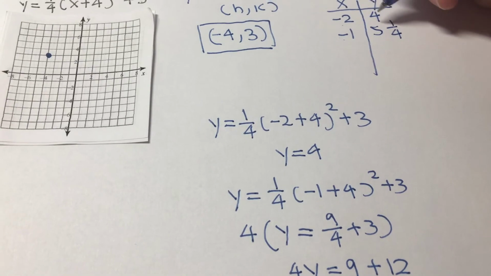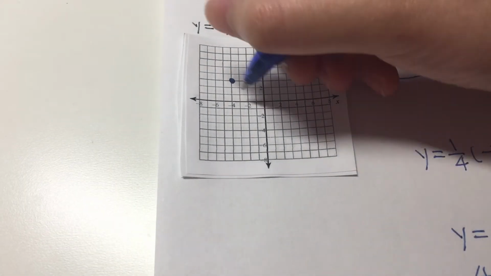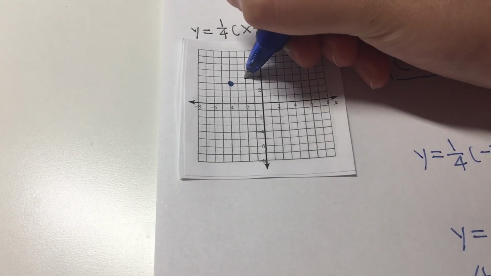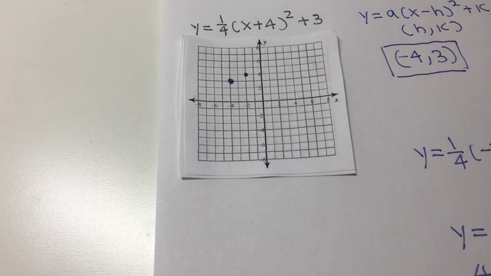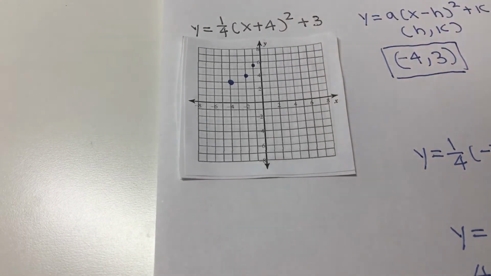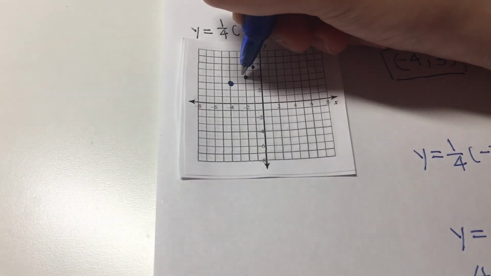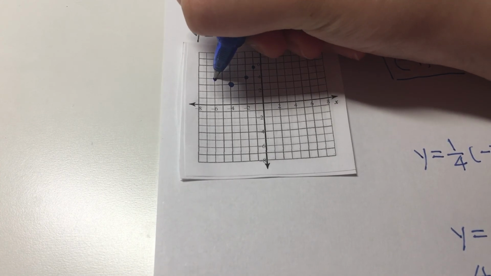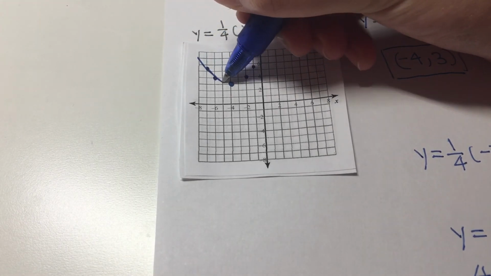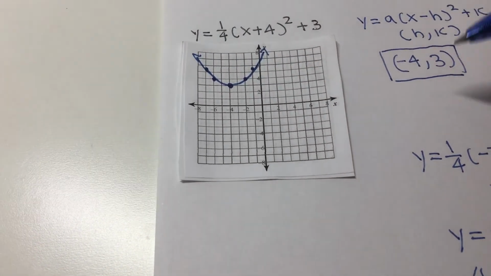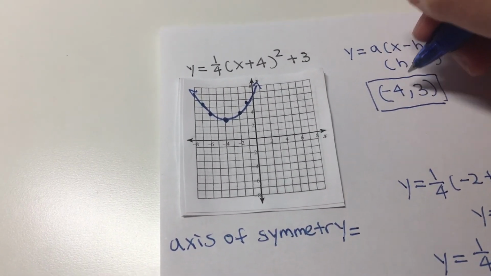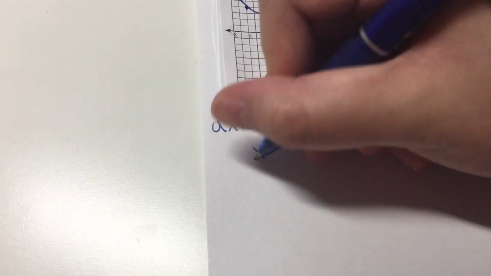And let's graph these 2 points. (-2, 4) is going to be here, and (-1, 5 1/4) is going to be here. And now we just have to flip it over to the other side. Here and then here. And let's graph it. So this is our nice parabola, and our axis of symmetry is whatever the x value of the vertex is, which is -4, so x equals -4.